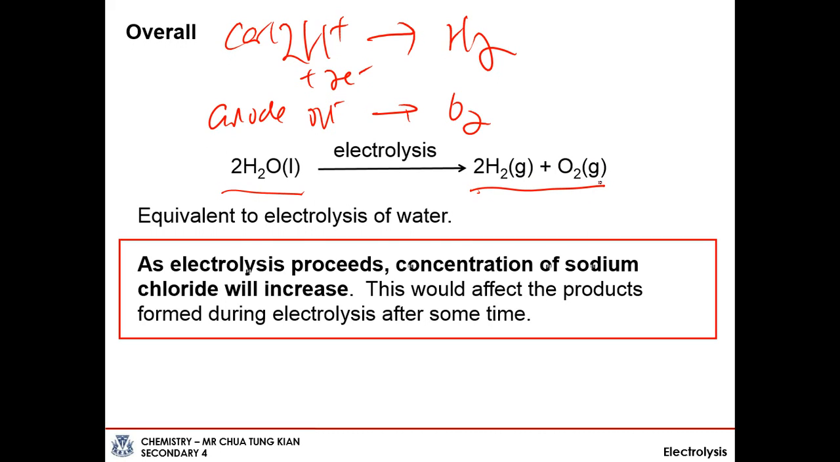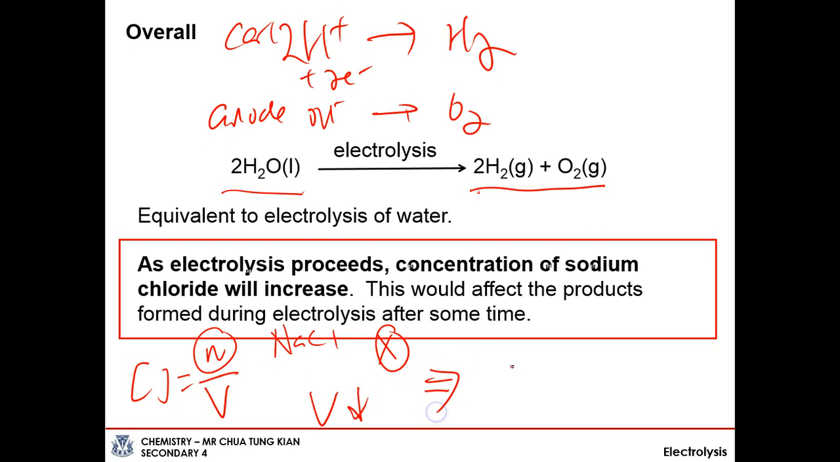Okay, so now if we take a step back and think about the reaction, if this is the electrolysis of water, it means that as the reaction proceeds, the volume of water will decrease. So recall your mole concept. Concentration is equal to number of moles divided by volume. We know the number of moles of NaCl does not change because Na+ and Cl- ions are not discharged. So no change. But the volume will decrease, which means that at the end of the day, the concentration of NaCl will actually increase.